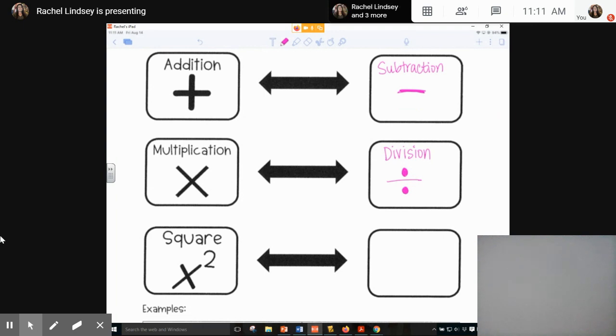And then when you have something squared, what undoes a squared? Square root. Glad y'all knew that. A lot of people didn't know that yesterday. Forgot what a square root was.